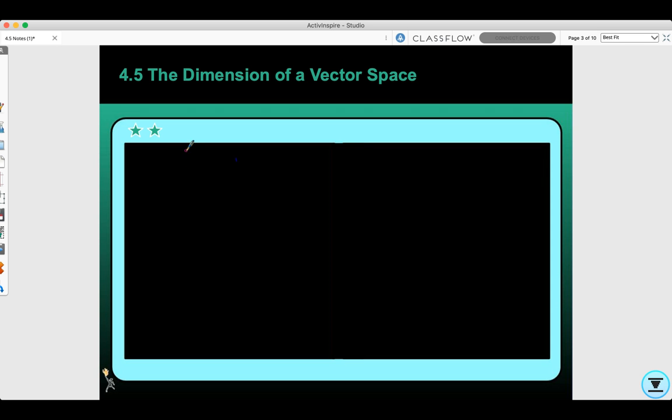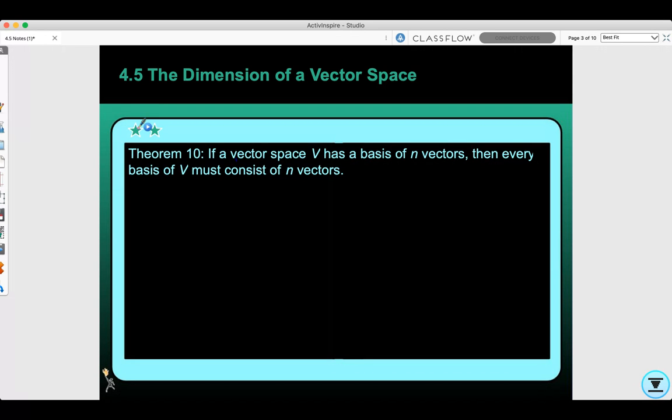Today we're going to do 4.5, the dimension of a vector space. Theorem 10: if a vector space V has a basis of n vectors, then every basis of V must consist of n vectors.